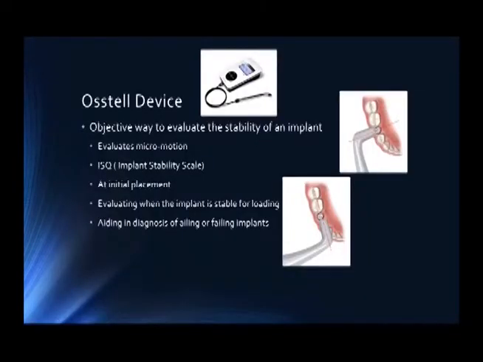One of the things that I think you should know about is, if there was mobility, there is a device called an Osstell device that measures mobility. It aids in being able to give a gauge. It's called an implant stability scale. So you can test the mobility of an implant. For people who are doing gradual or immediate loading, this device is key to their practice.